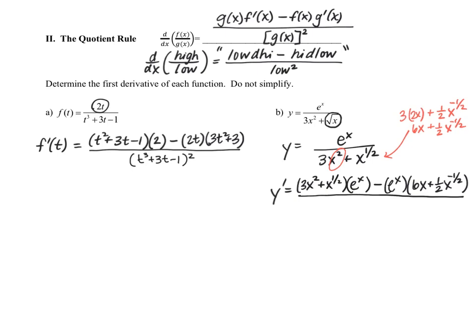So far, let's look and see what we've done. We have the low, there's my low function, times the derivative of the high, low d high, minus the high, the function in the numerator, times the derivative of the low, derivative of the denominator, and then all over the denominator squared. So that's going to be 3x squared plus x to the 1/2 power, the entire quantity squared.